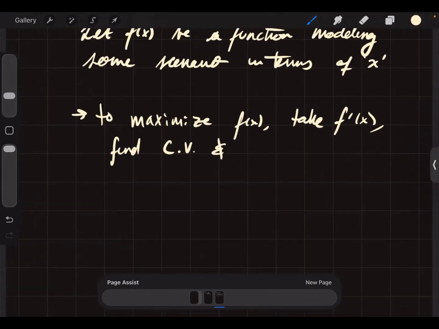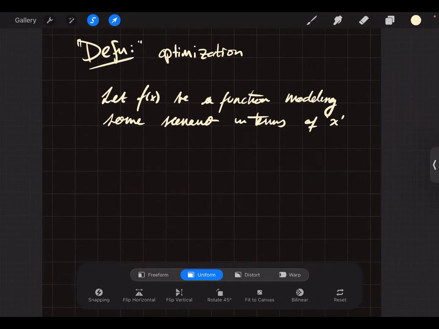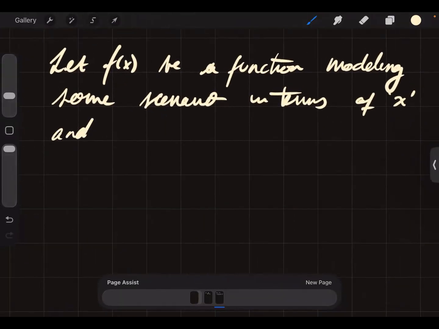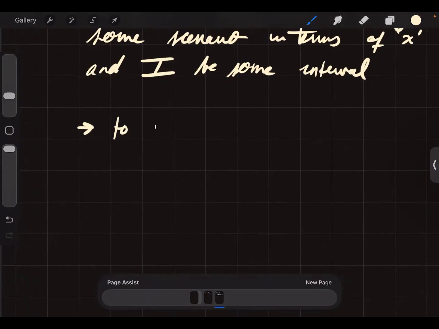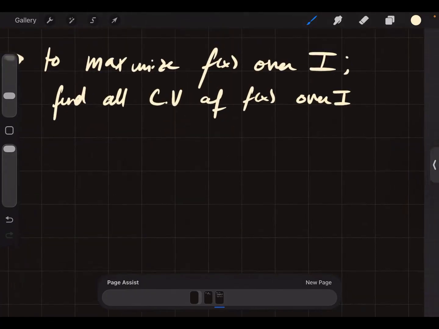Okay, let f of x be in terms of x, and let I be some interval. To maximize f of x over the interval I, find all critical values of f of x over I, and determine the absolute max in I.